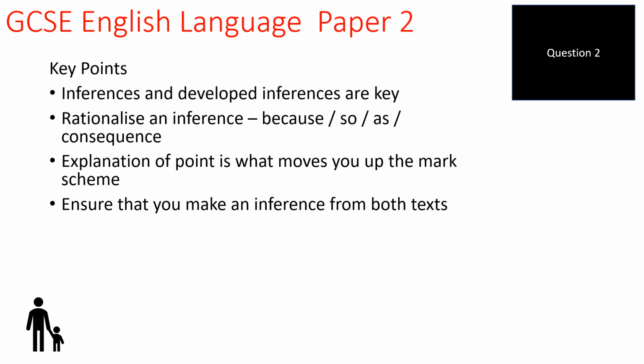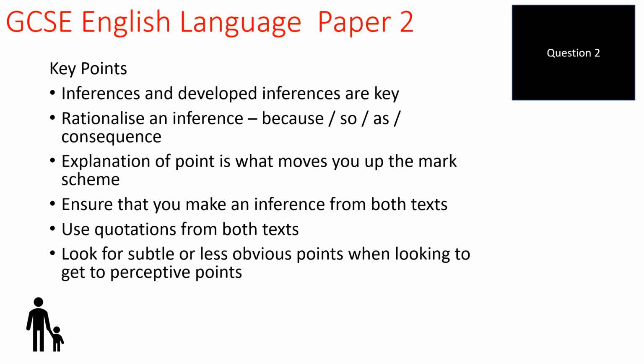Ensure that you make an inference from both texts. You will be penalized if you only make an inference for one text. So you've got to make sure that text A and text B, you make an inference. An easy way to do the inference is this suggests, or this implies, this hints. So you're looking for something that's under the surface. Use quotations from both texts. Look for subtle or less obvious points when looking to get the perceptive mark.